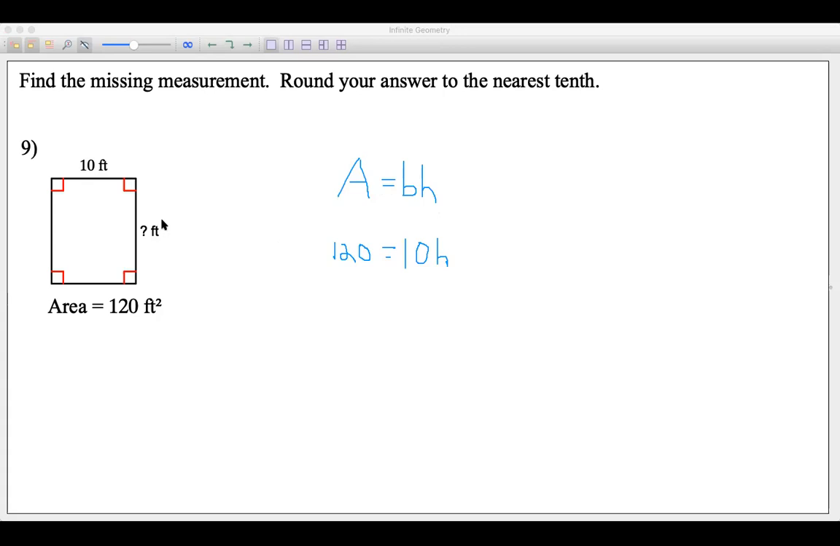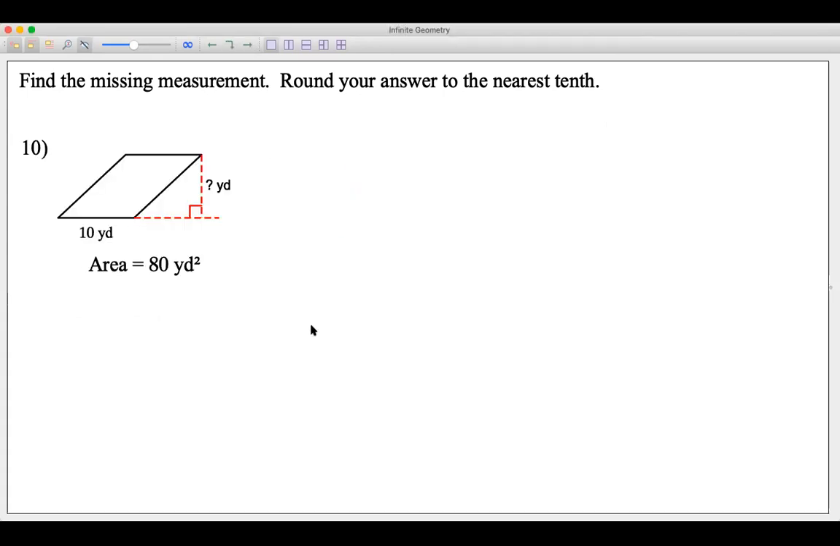Just remember, when you're solving for the base or the height, is it square units or just regular units? Well, I'm solving for the height. So would the answer be feet squared or just feet? Just feet. Good? All right. Number 10, Danny, what's the shape?